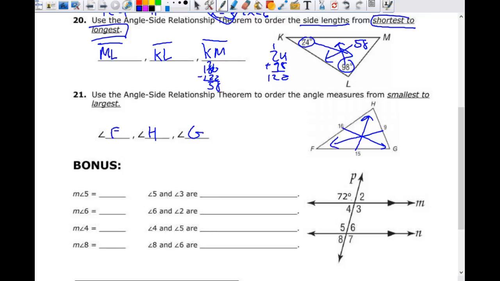How much time do we have? I have 9 more minutes? Probably less than that. Okay. We're not going to worry about the bonus.